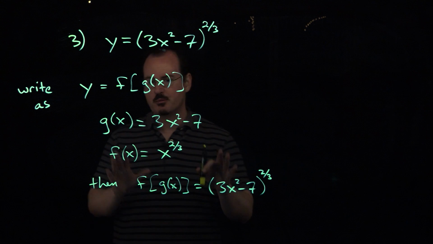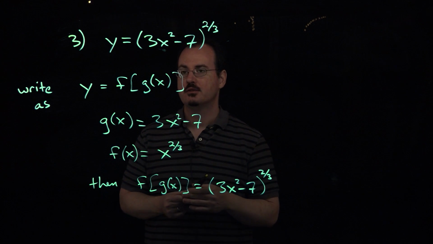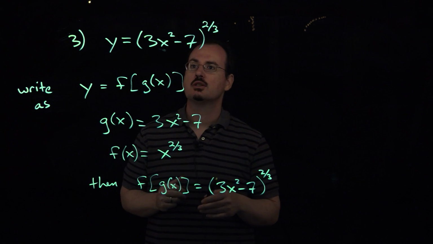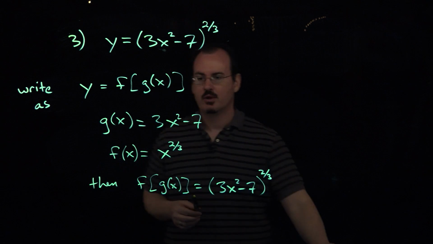This is really important to be able to do when we're taking derivatives using the chain rule: to be able to identify that you actually have a composition of two functions, and then how to deal with that when you want to take its derivative.